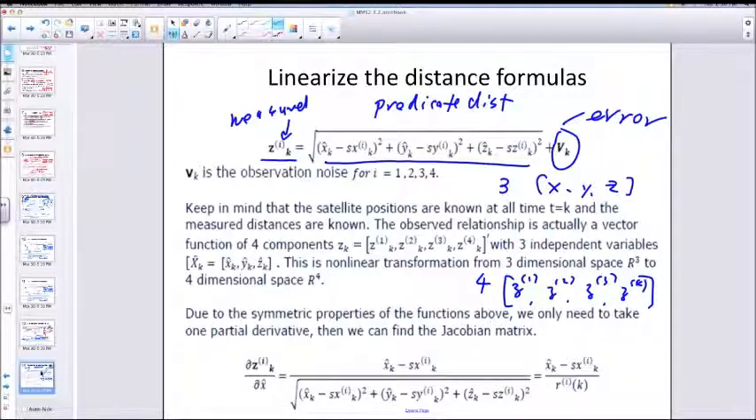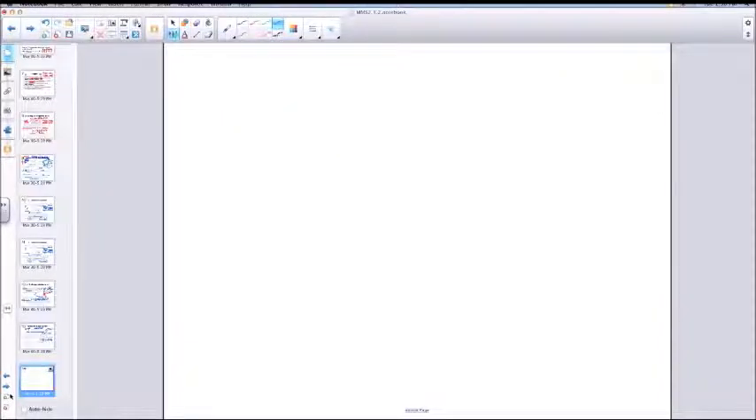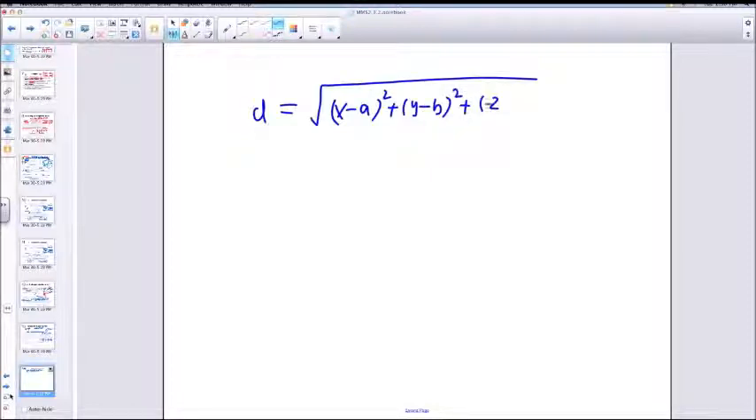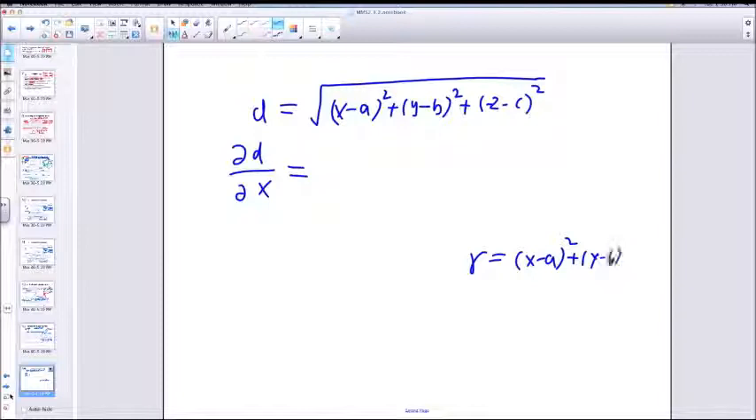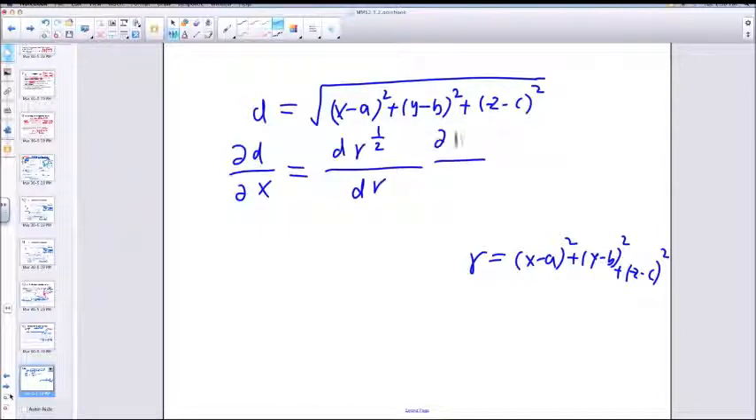Now the derivative looks terrible. Let me do it here on another page. To make the distance easier, use what you learned in calculus 1. That's a baby problem. And then you take this distance with respect to x. You know how to do that, right? You let r equal (x minus a) squared plus (y minus b) squared plus (z minus c) squared. And it's r to the 1/2, dr over dx. That's the chain rule.